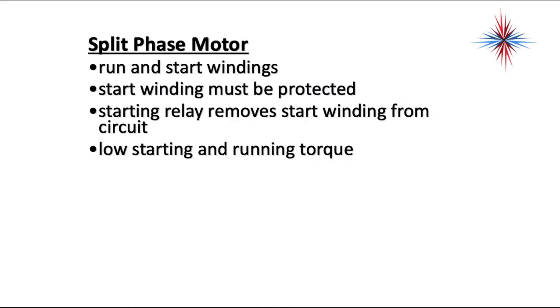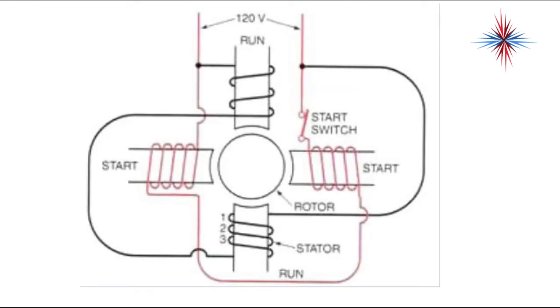The split phase motor has both a start and run winding. The start winding must be protected. A start relay removes the start winding from the circuit once the motor's turning. It has low starting and low running torque. Again, it can't drive much weight. You see plain split phase motors in things like dishwashers and dryers. You don't often see them in air conditioning. And again, you have a start switch, red over here, that takes the start winding out of the circuit once the motor starts to run.